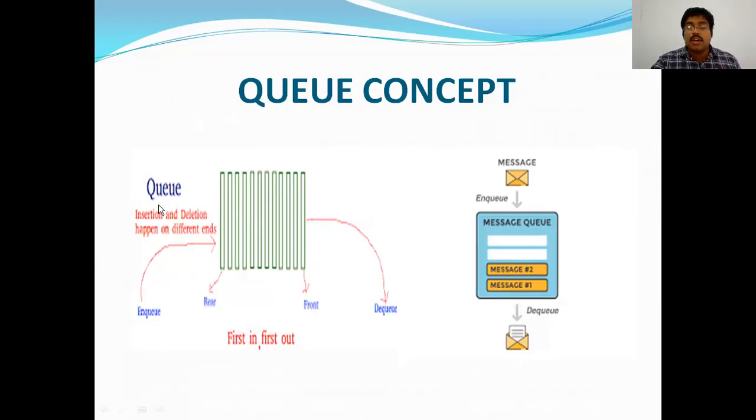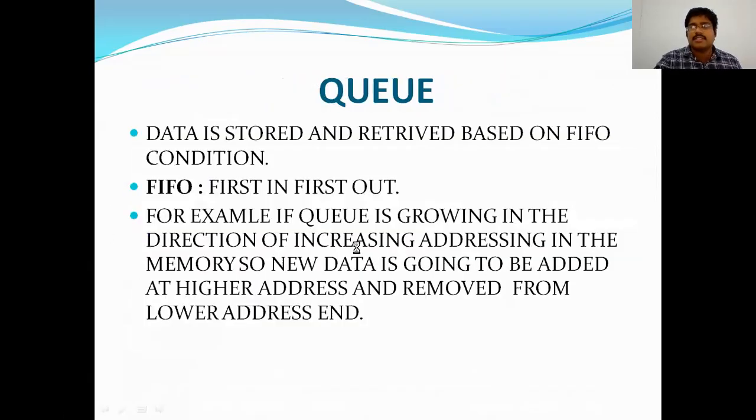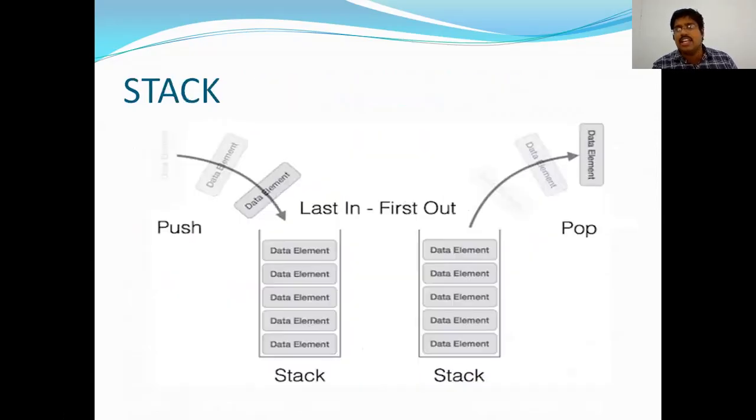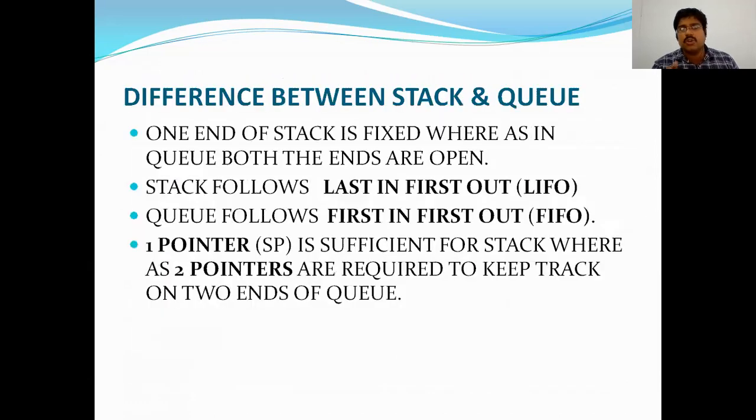As the queue has two ends, we need 2 pointers, whereas the stack has only one open end. No operation takes place at the other end. We need only one pointer in a stack, and it is called the stack pointer. In a queue we have two pointers; we cannot call them stack pointers. One end of the stack is fixed, whereas in the queue both ends are open. That's what we have discussed.